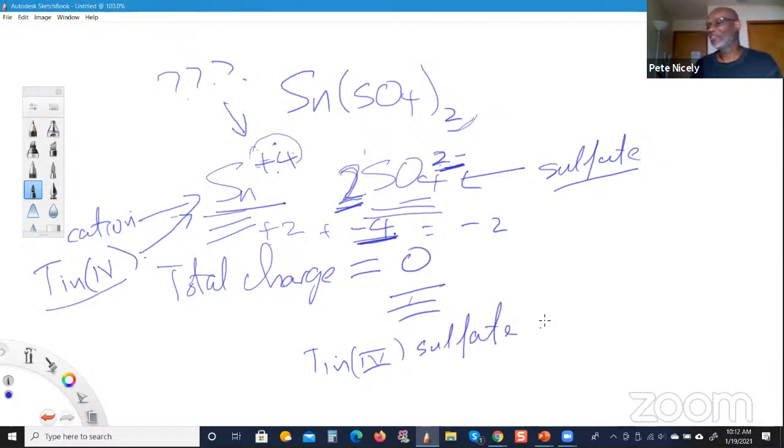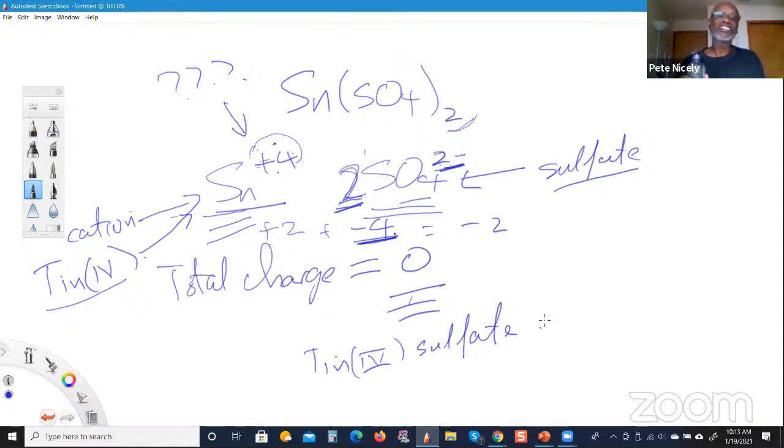So that's basically how you determine the name of the compound if we're starting off with the formula for the compound. You have to determine the charges, and for those elements that can display more than one charge, you have to indicate what charge that is. So that's basically how you do that.